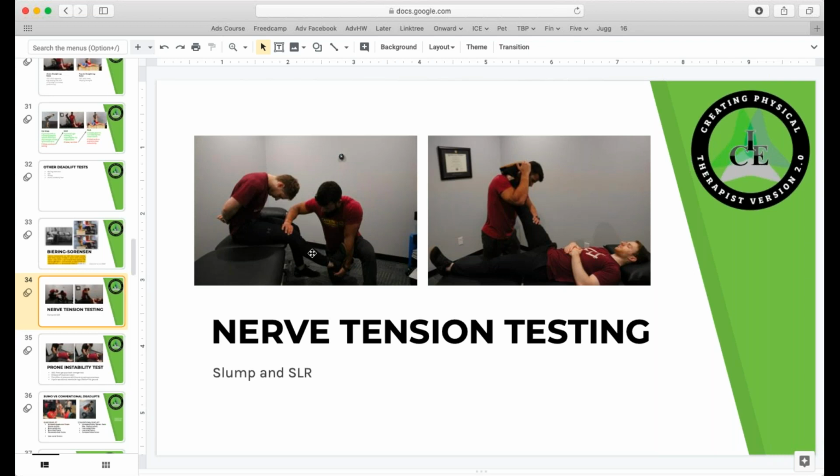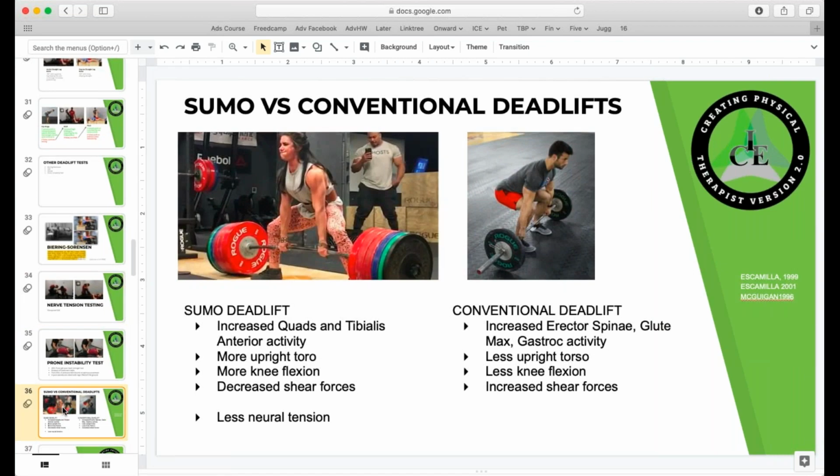So I think testing somebody's slump and straight leg raise also gives me some really valuable information here. There are two types of deadlifts that we'll typically see in the clinic. One's the sumo deadlift, which is less popular, here on the left. The conventional deadlift is there on the right.